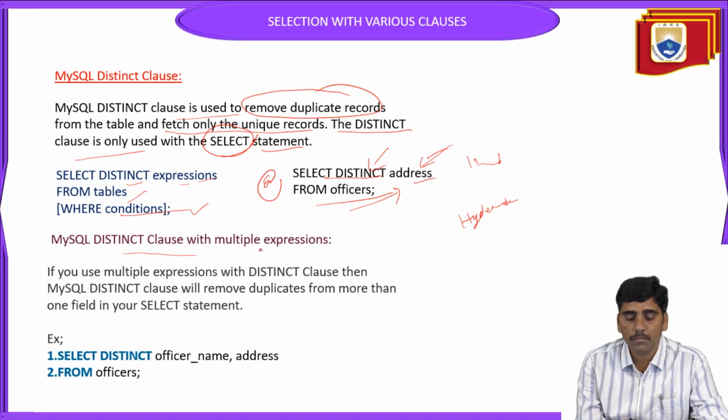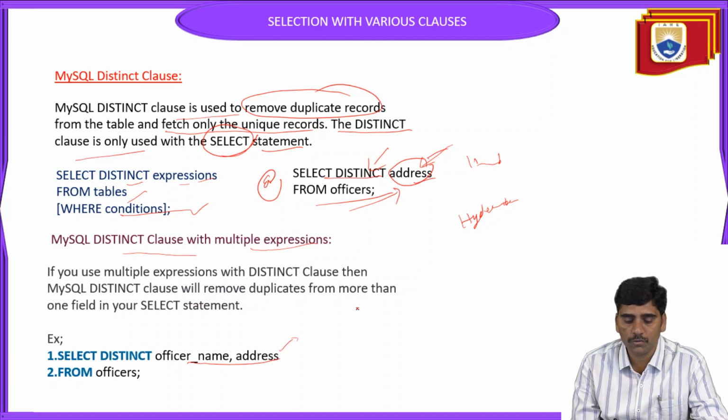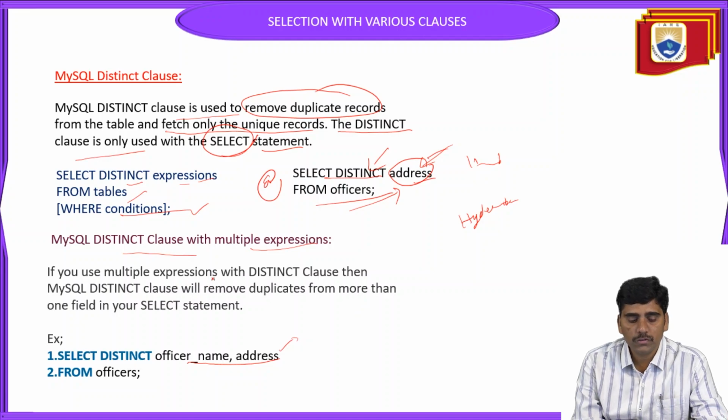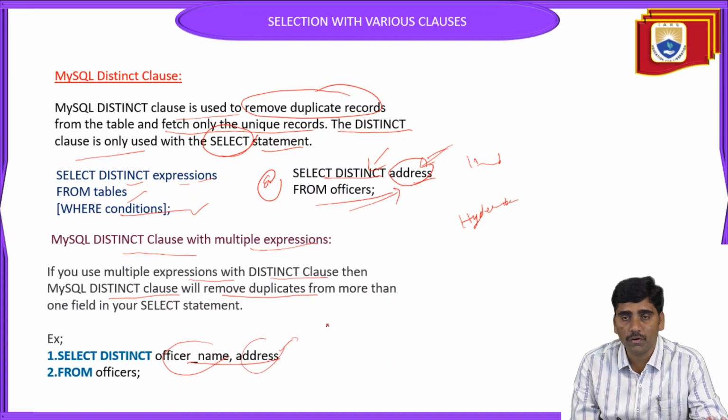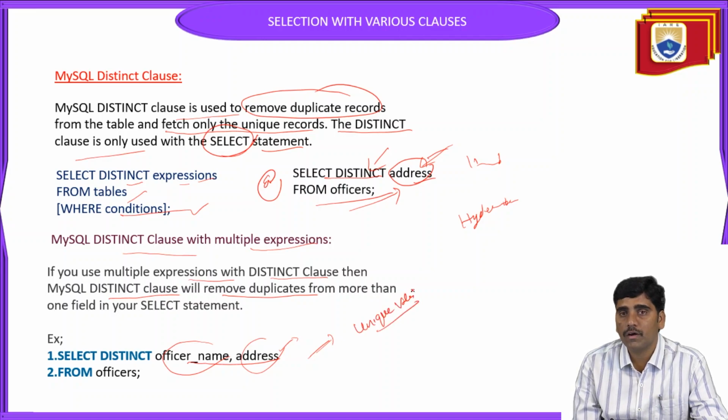MySQL DISTINCT clause with multiple expressions. Here we can use only address, but we can use more than one attribute. If you use multiple expressions with a DISTINCT clause, then the MySQL DISTINCT clause will remove duplicates from more than one field in your SELECT statement. So here: SELECT DISTINCT officer name, address FROM officers. Whoever has duplicates of officer name and address, it displays only unique values.